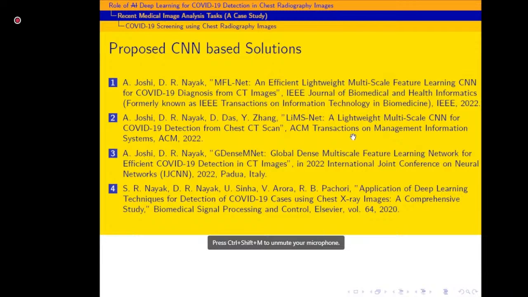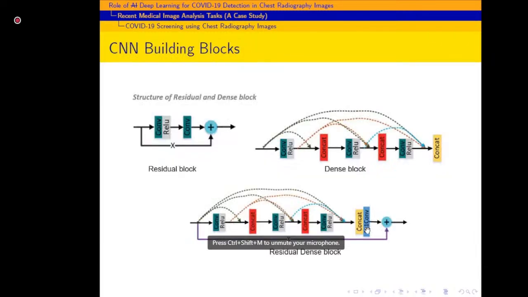You can see these papers have been published in IEEE Transactions. One is in IEEE Transactions, and one is in SM Transactions. One is in IJCNN, which is one of the peer-reviewed conferences in the field of neural networks, and one is in Biomedical Signal Processing and Control. If you want to know more about these papers, you may go through them, and the codes are also publicly available.